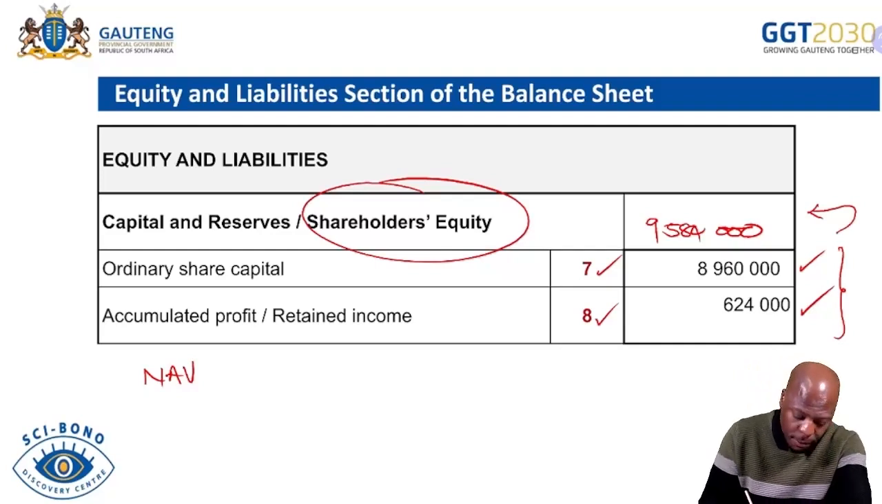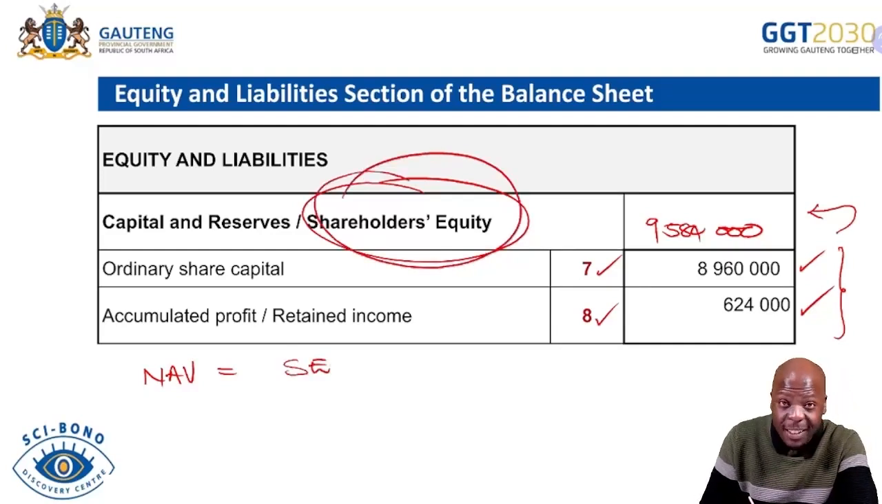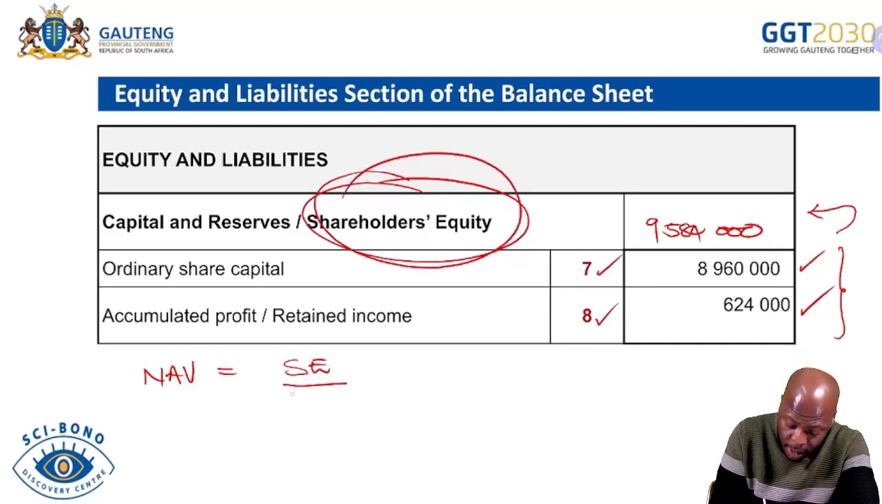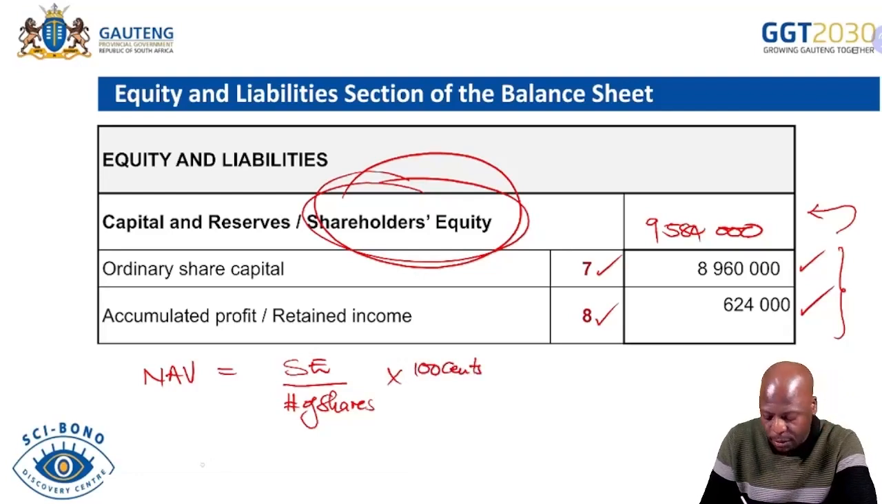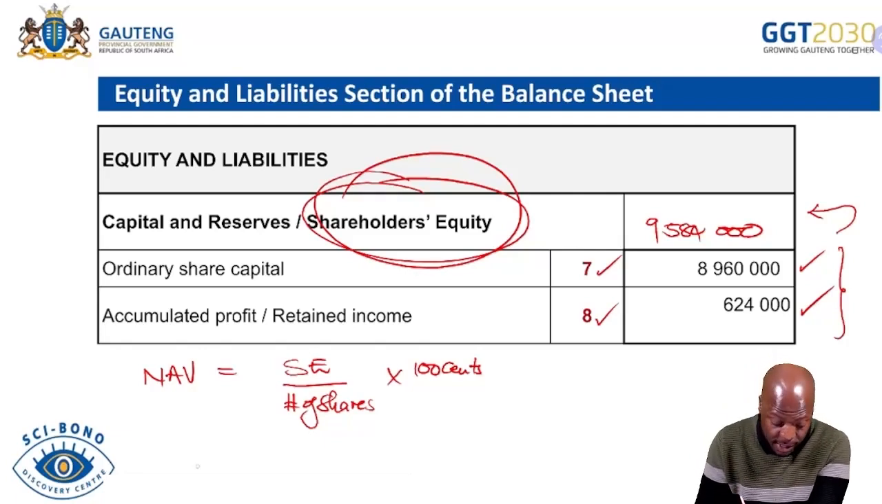And the formula for the net asset value per share is your shareholders' equity, which is this figure here. You divide it by the number of shares in issue. Then you multiply it by your 100 cents. It gives you the NAV. In other words, if we were to try it with this particular question, what would we be saying?